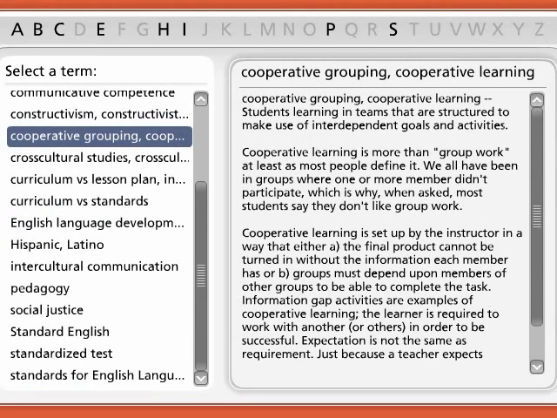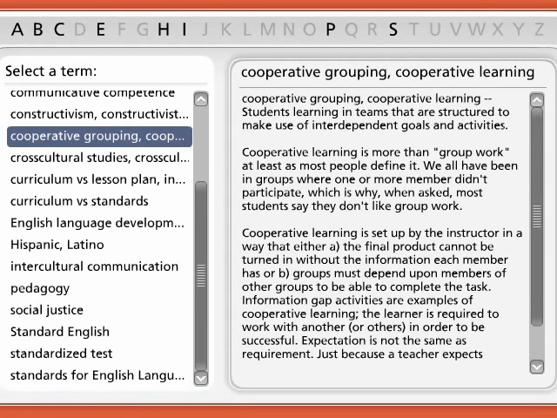Cooperative grouping, cooperative learning. Cooperative grouping and cooperative learning is when students are learning in teams that are structured to make use of interdependent goals and activities. Cooperative learning is more than group work, at least as most people define it. We all have been in groups where one or more members did not participate, which is why, when asked, most students say they don't like group work.